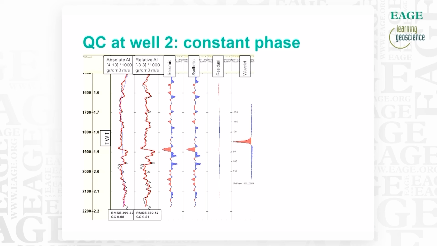What is useful is to look at the relative acoustic impedance in this case, or generally relative impedance estimates. There are also two attributes listed at the bottom, RMSE and cross-correlation. I often look at the RMSE to compare constant phase with the Bayesian time domain wavelet. Constant phase is slightly lower, and visually you can see a better match. So perhaps in this case, constant phase is the wavelet to choose.